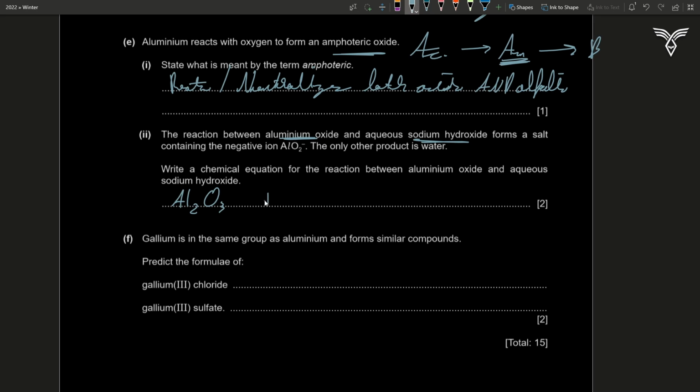Al2O3 reacts with NaOH. حلو. To produce what? The negative ion AlO2 minus. حلو. بس انا ما ينفعش ان انا اكتب الايكويشن واسيبها كده. ما ينفعش اكتب AlO2 minus واسيبها كده.